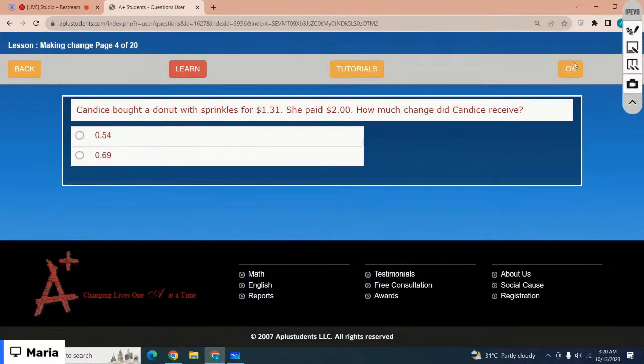Candice bought a donut with sprinkles for $1.31. He paid $2. How much change did Candice receive? Which is the correct option? 2 minus 1.31 equals, which is the correct option? Very good. That would be 0.69. The correct option is 0.69.